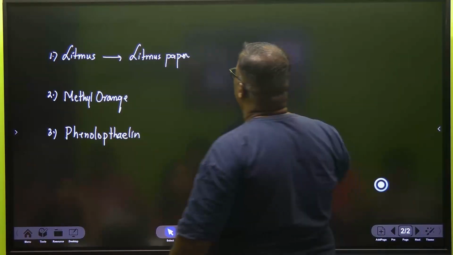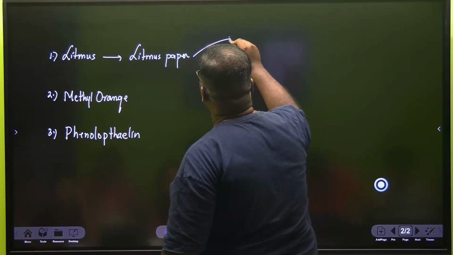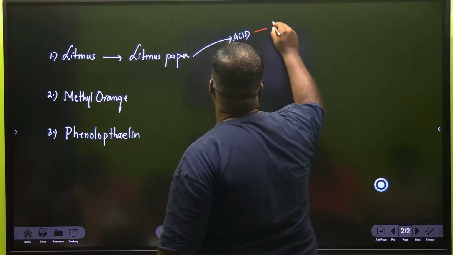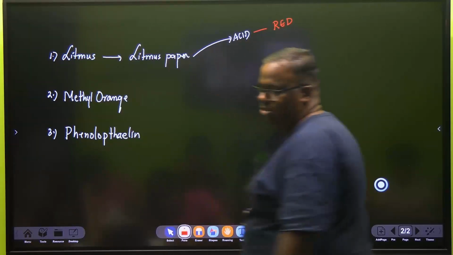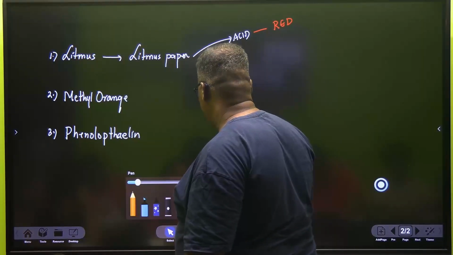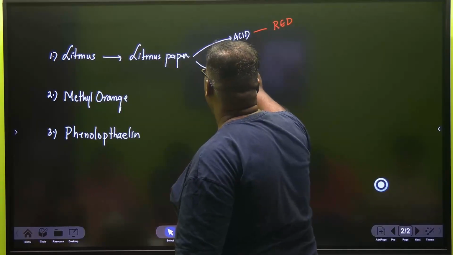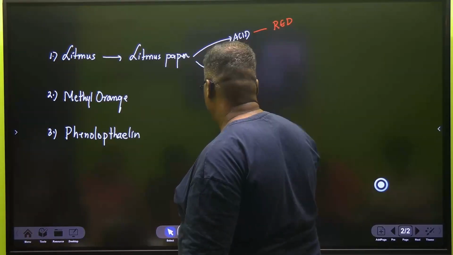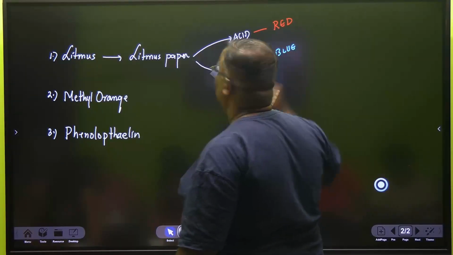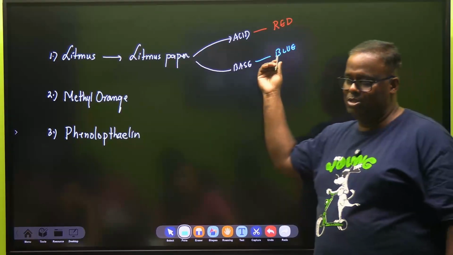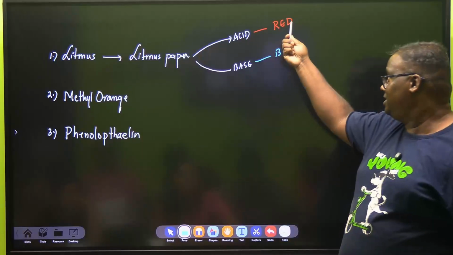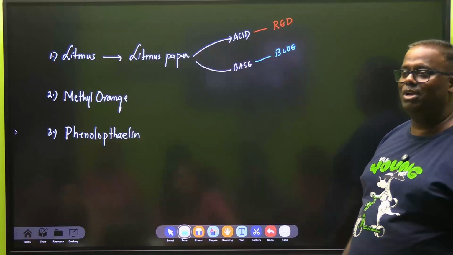If you bring litmus paper in contact with an acid, the litmus paper will turn red. Always remember, red means danger, red means acid. Understood? Now, litmus works on both sides. If you bring it in contact with a base, litmus will become blue in color. Now the interesting thing: if you take this blue litmus paper and dip it again in acid, it will turn red. And if you take this red end and dip it in base, it will again become blue.